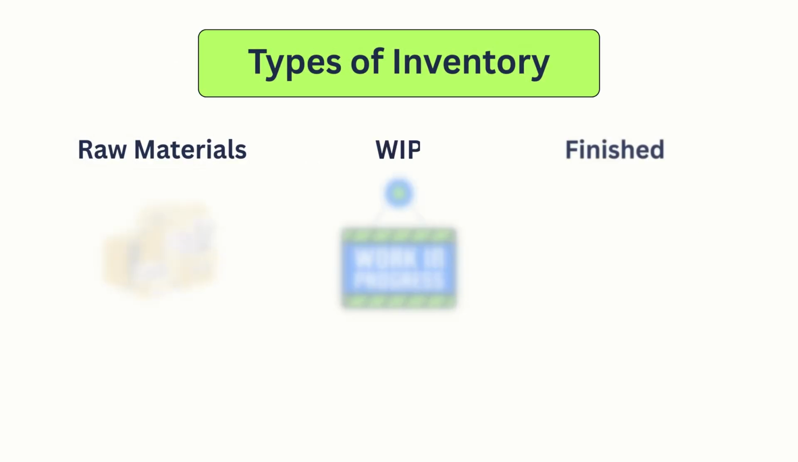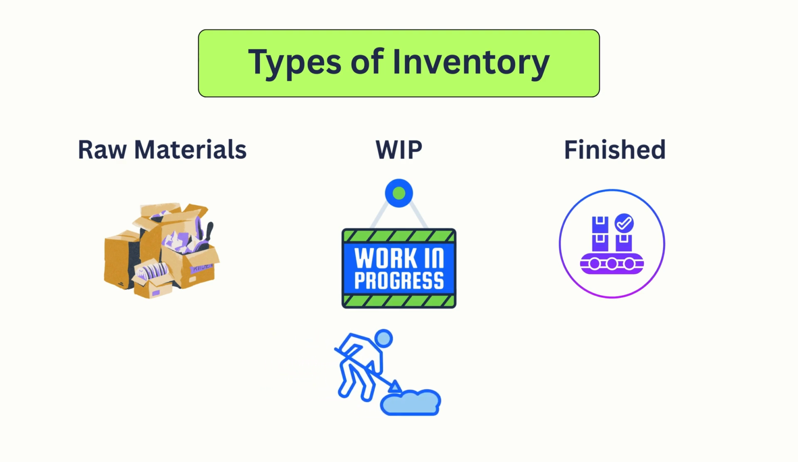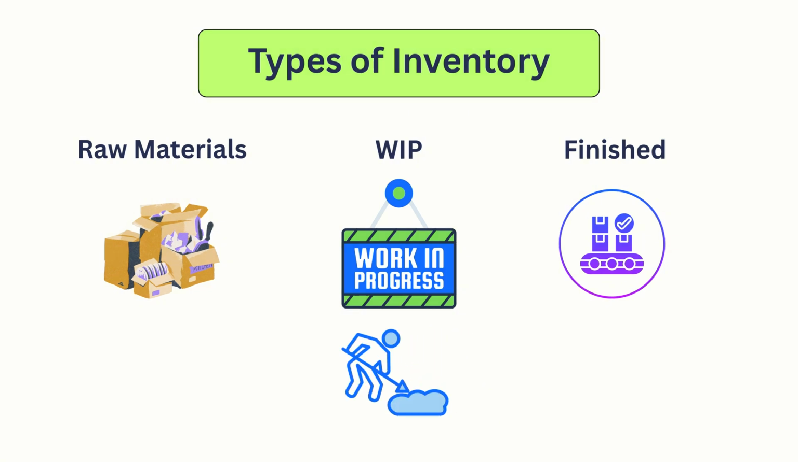Inventory can actually come in different forms depending on the type of business. Raw materials are the basic components used to create a finished product, like fabric and other ingredients. Work in progress, often called WIP, includes items that are partially completed. These are not ready for sale yet, but have already had some labour or production costs added. Finished goods are the completed items that are ready to sell to customers.